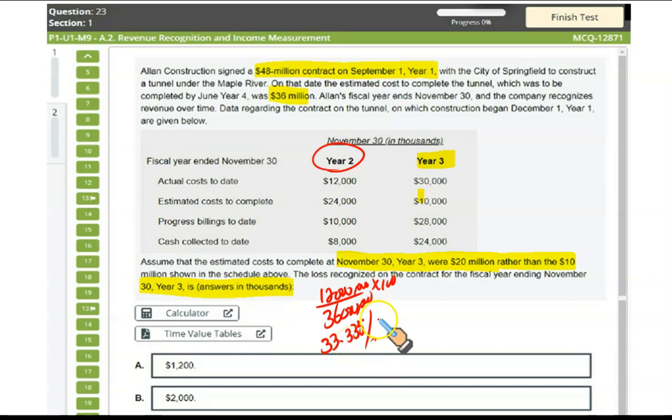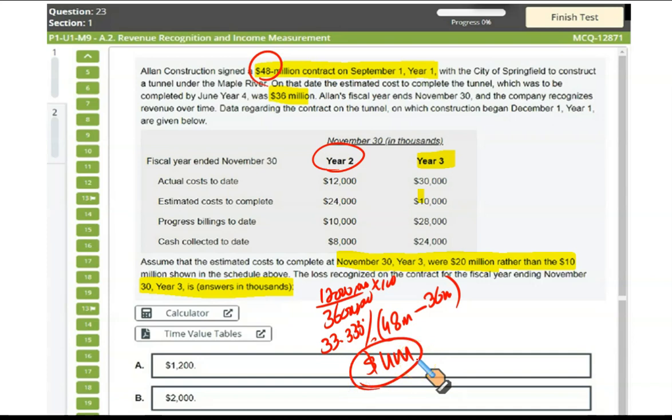How much gross profit can we recognize? The contract price is 48 million and the total estimated cost at the end of year 2 is 36 million. So 48 less 36 multiplied by 33.3%, that's approximately 4 million. So this is the gross profit recognized in year 2.